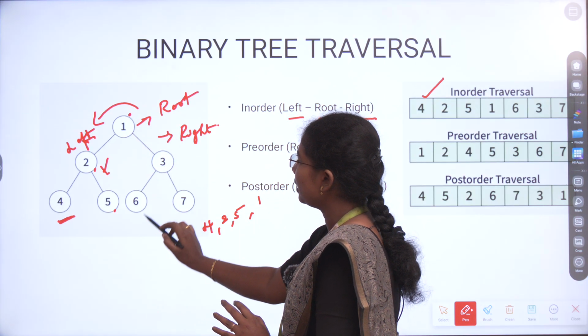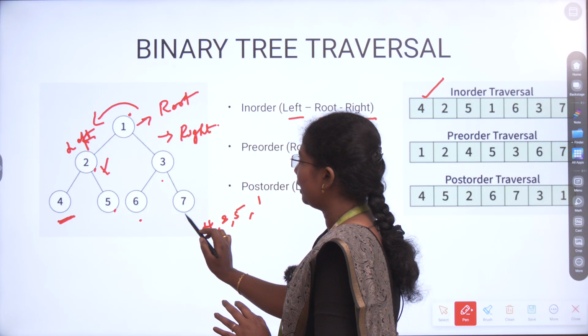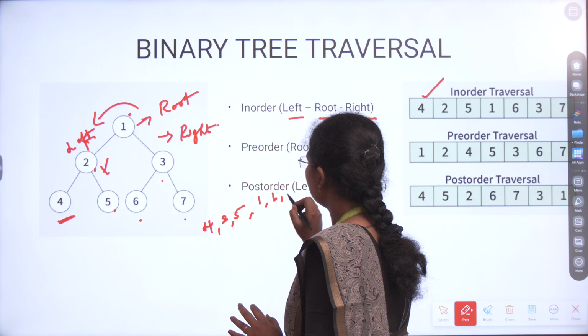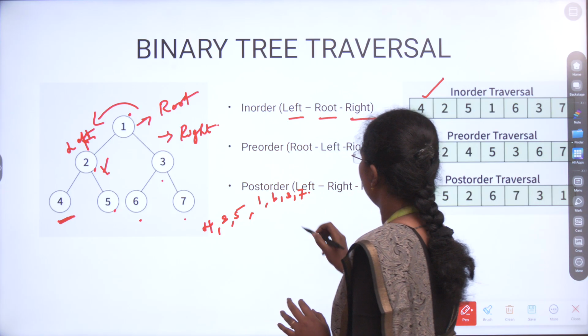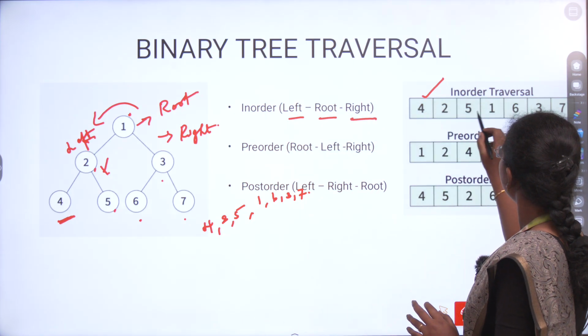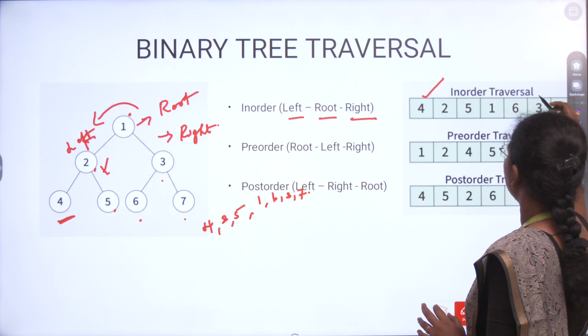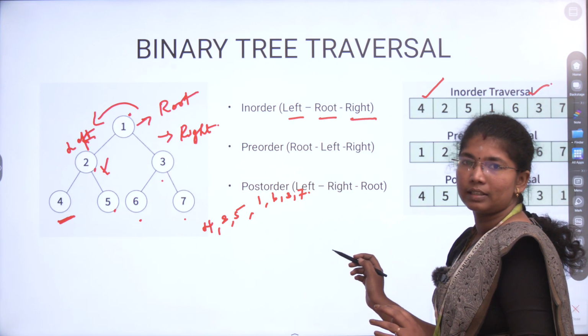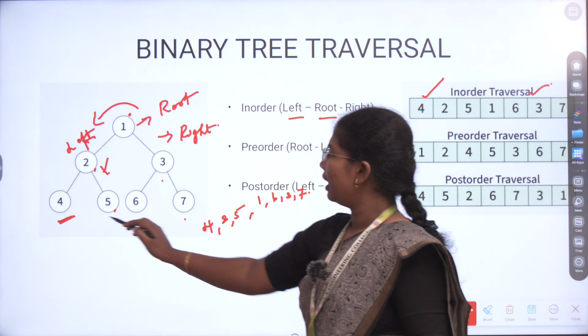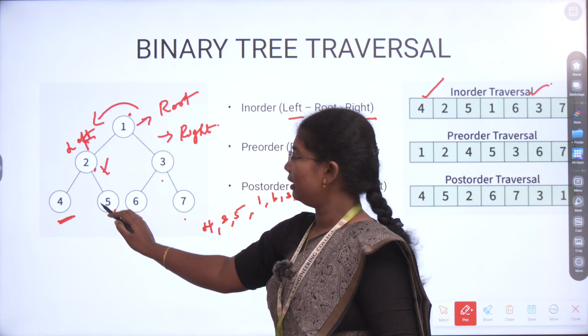Here we have to check left, root and then right. So 6, 3 and then 7. So here 4, 2, 5, 1, 6, 3 and 7. So this is the in order traversal. We are just traversing from left, root and then right.